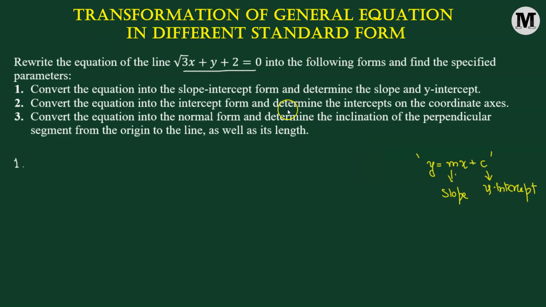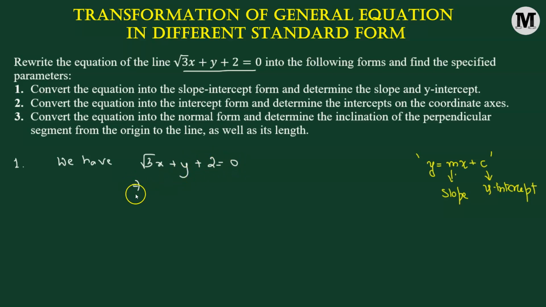So that means our task will be to convert, or you can say transform, the equation square root of 3x plus y plus 2 equals 0 into the slope-intercept form. Okay, let us begin. So here we start with the given equation. We have square root of 3 times x added to y plus 2 equals 0.